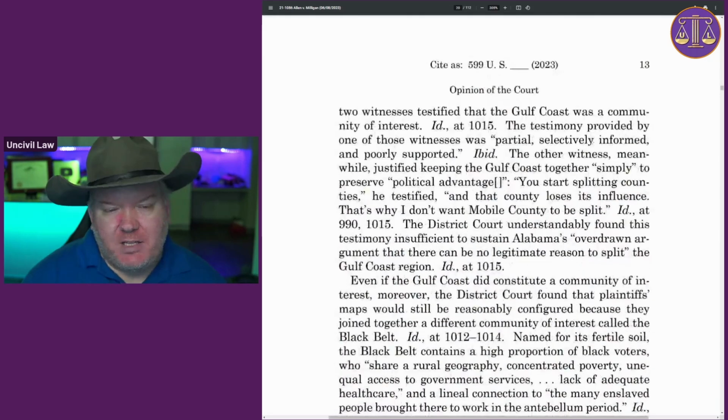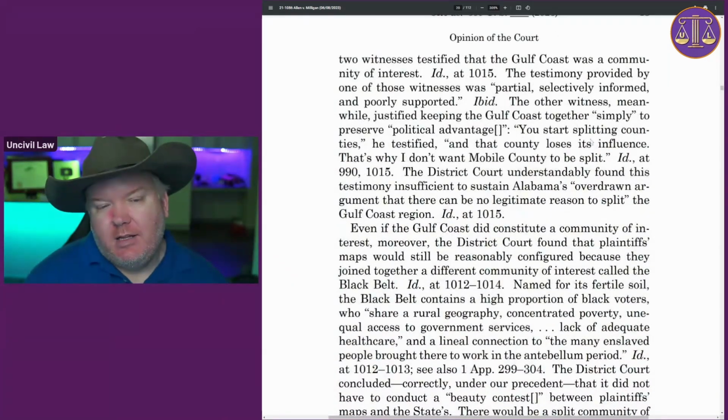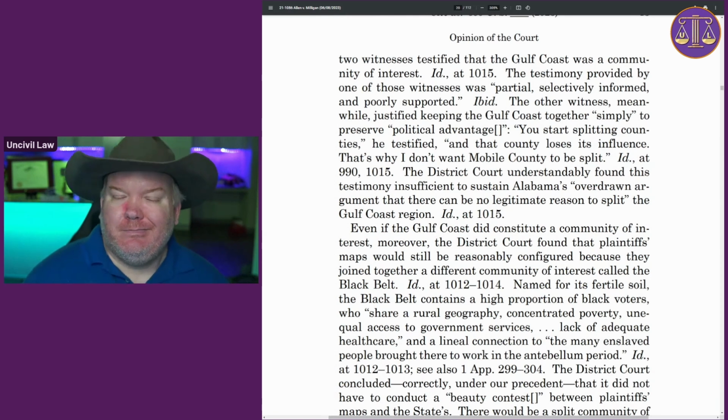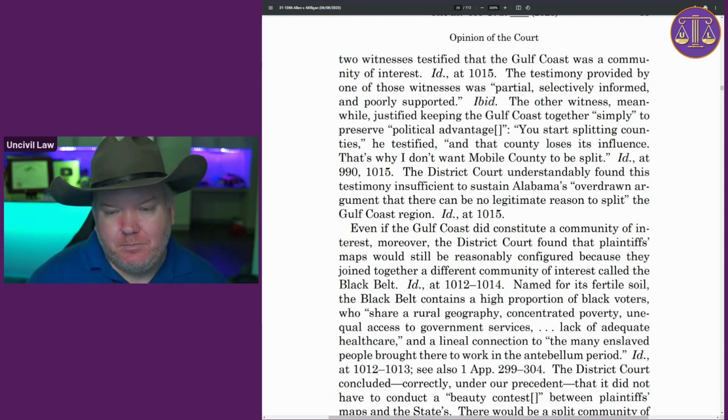Only two witnesses testified the Gulf Coast was a community of interest. The testimony provided by one of the witnesses was partial, selectively informed, and poorly supported. The other witness, meanwhile, justified keeping the Gulf Coast together simply to preserve its political advantage. You start splitting the counties, and the county loses its influence. That's why I don't want Mobile County to be split. The district court understandably found this testimony insufficient to sustain Alabama's overdrawn argument there can be no legitimate reason to split the Gulf Coast region. Yeah, that doesn't sound very persuasive to me the way it's being recited. I have to agree.